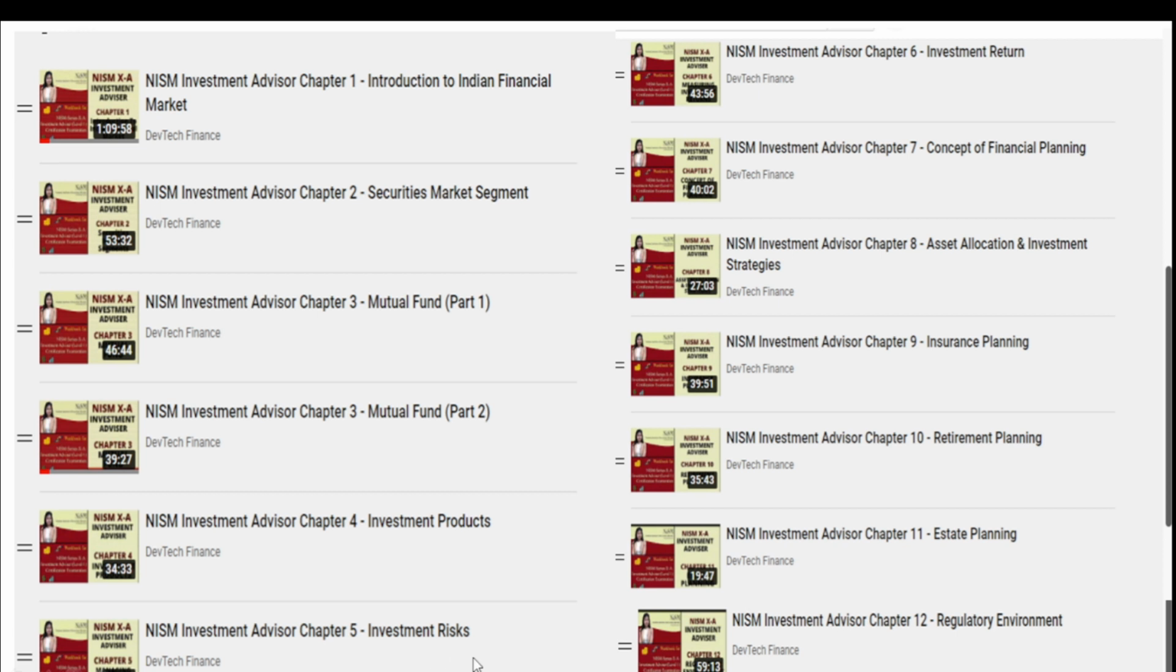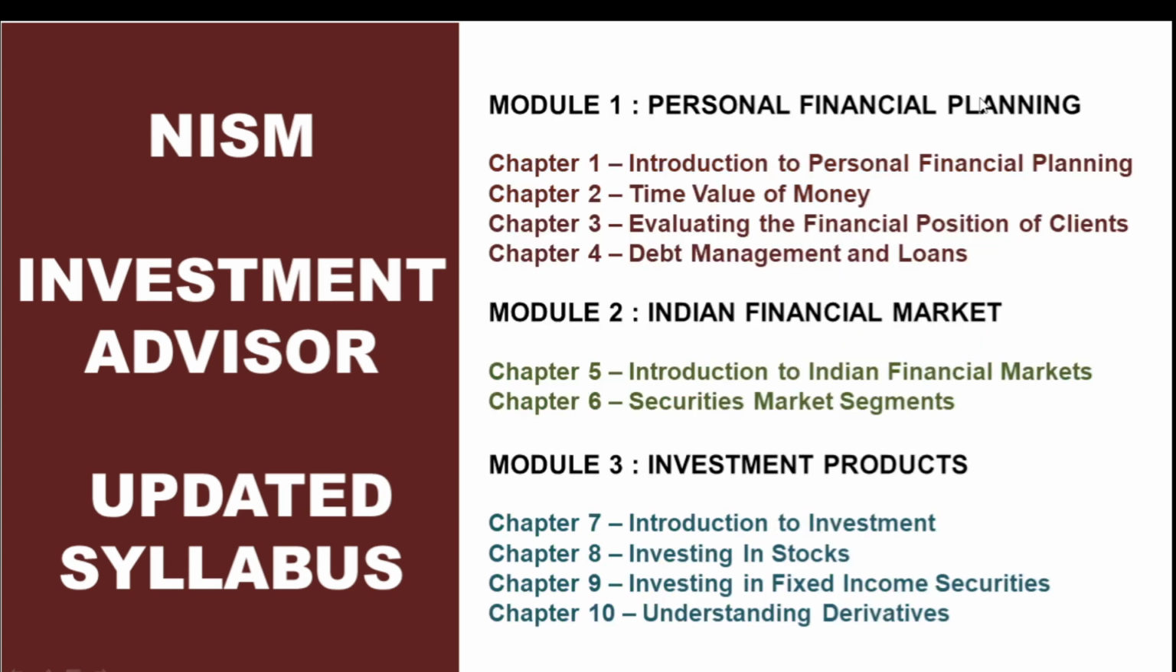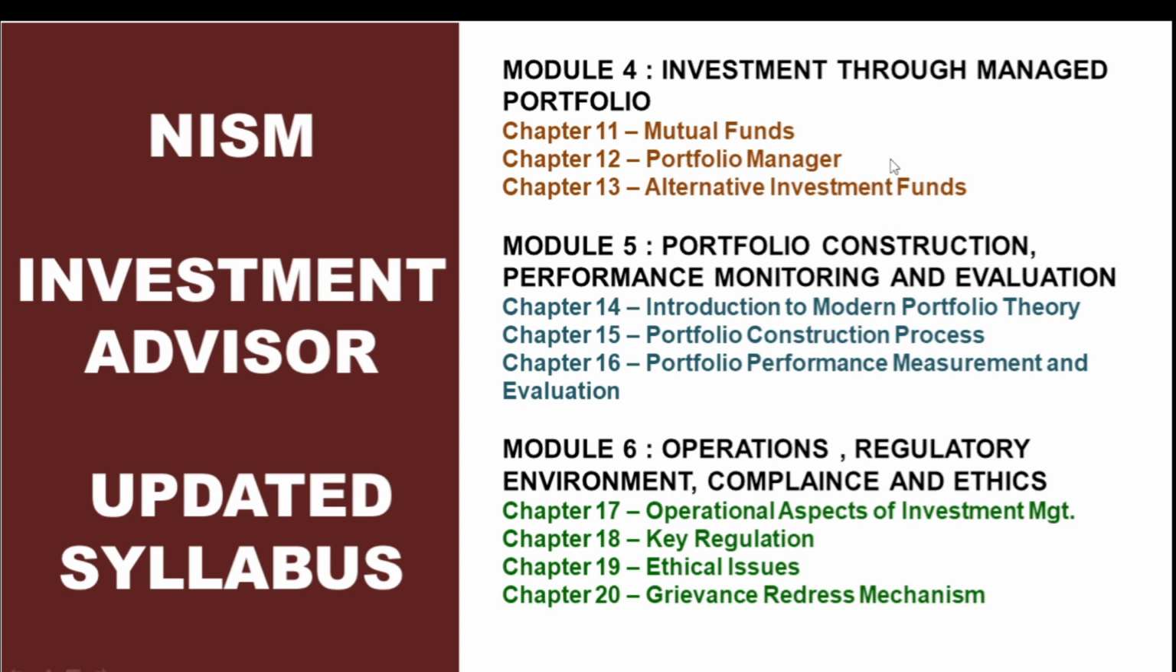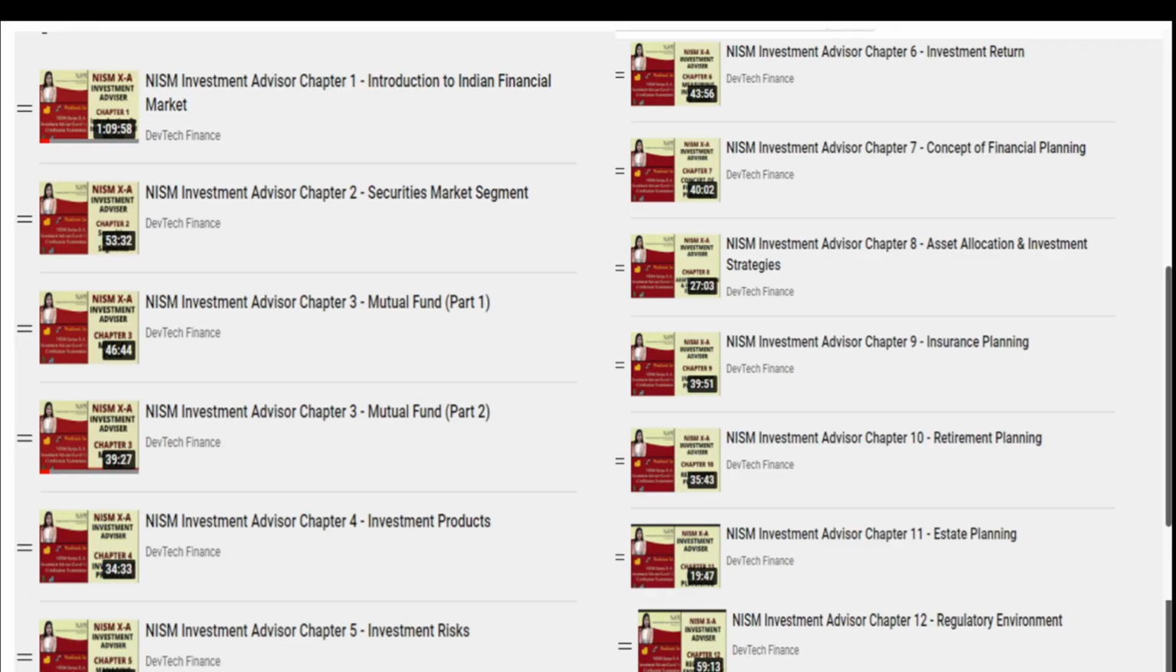Now coming to chapter 5 investment risk, and chapter 6 investment return, and again this forms a part of module 3 investment products and module 4 investment through managed portfolio. So your module 3 and module 4, in bits and pieces, will be covering chapter 5 and chapter 6 as well. Coming to chapter 7, concept of financial planning.